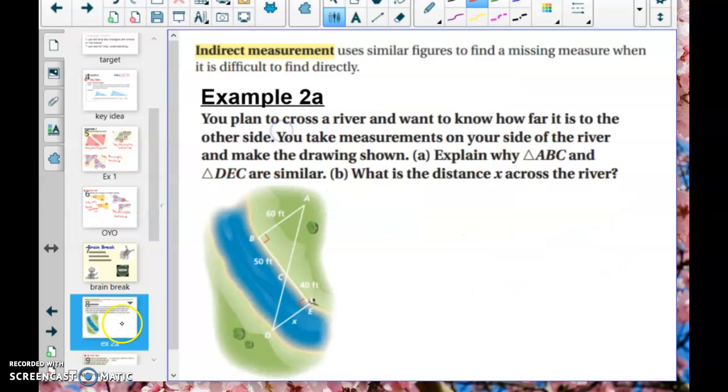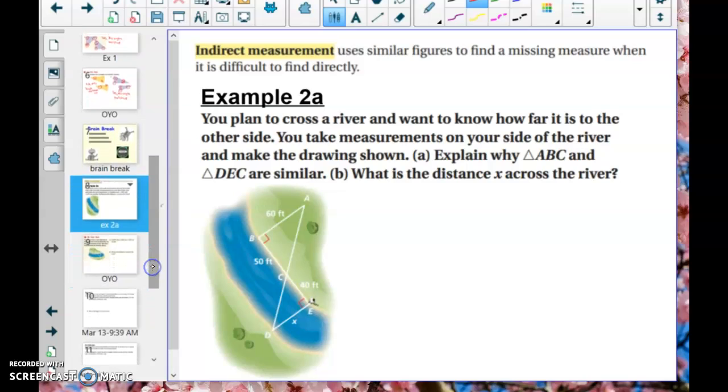All right, now we're going to be using that indirect measurement to find missing measures of a measurement that's difficult to find. One thing to keep in mind, you have to be consistent. You have to go from the congruent side to the congruent side when you are setting up your proportion.